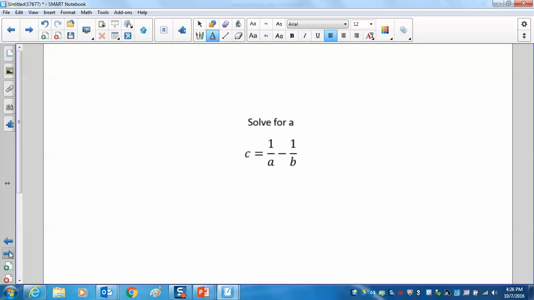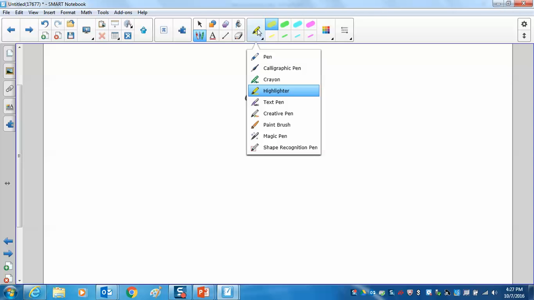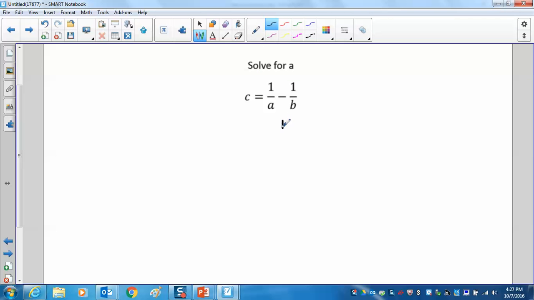Here we have an equation, and they want us to solve for a. We need to get a by itself. So here's a. There are two terms on the right side of our equation. So our first step should be to get this term by itself. We need to add 1 over b to both sides of the equation. I'm going to add 1 over b to both sides. I'm going to add it to the right, so I need to add it to the left.